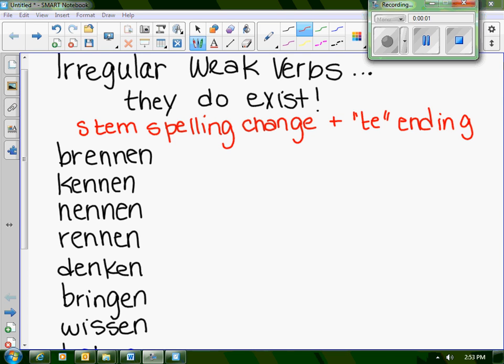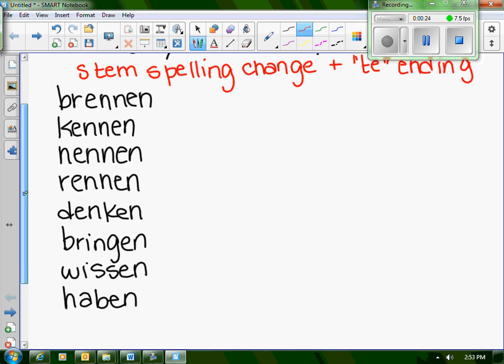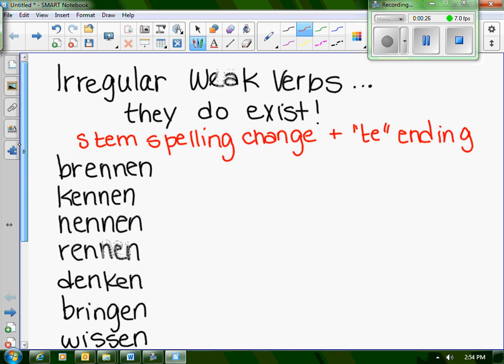Okay, irregular weak verbs plus haben in the simple past, the narrative past. This is an unregelmäßiges schwaches Verb. This is an irregular weak verb. And what I want you to do is take a look at this list and you'll see that the verbs have some things in common. They, for the most part, rhyme. Okay? These verbs are called irregular weak verbs, and yes, they do exist.